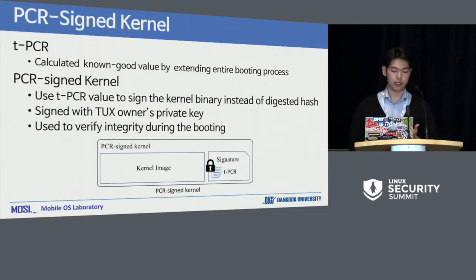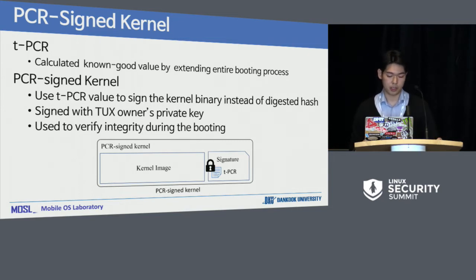The second component of TUX is the PCR assigned kernel. It is basically a trusted kernel which is used during the TS boot integrity verification. And the PCR assigned kernel is a kernel that is signed with the expected PCR value instead of the digest hash. So the initial idea of the PCR assigned kernel was that if the TPM generates a hash, and most digital signatures keep the digest hash inside the kernel, why don't we switch them? Use the PCR values as the hash of the binaries that we use.